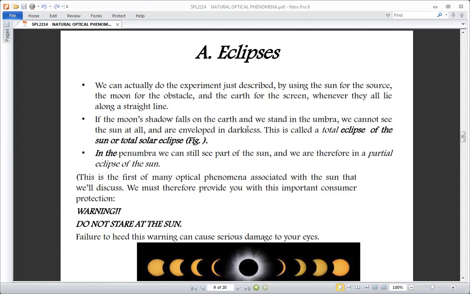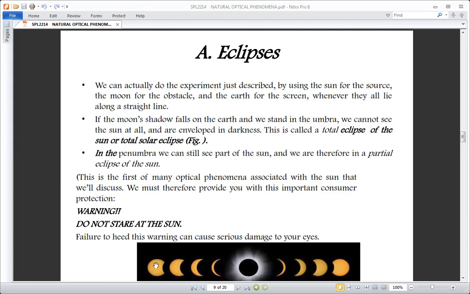depending on the position of the moon, the umbra sometimes can fall on the earth, so that if you are in the umbra, you will not be able to see the sun at all. But those that are in the penumbra region will just be able to see a portion of the sun.